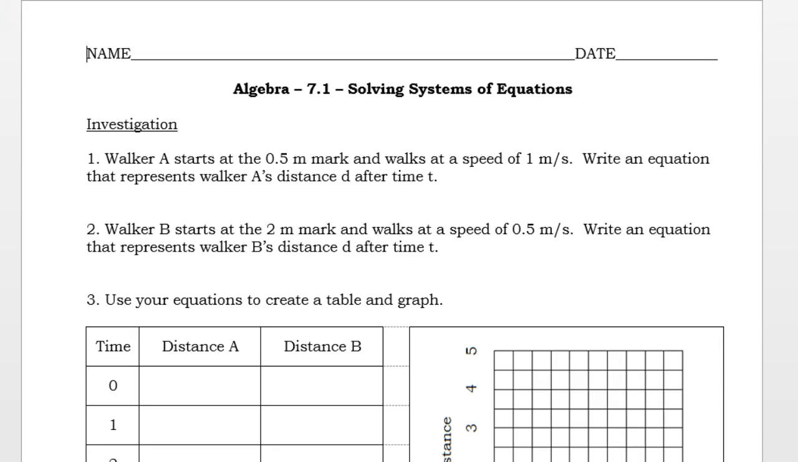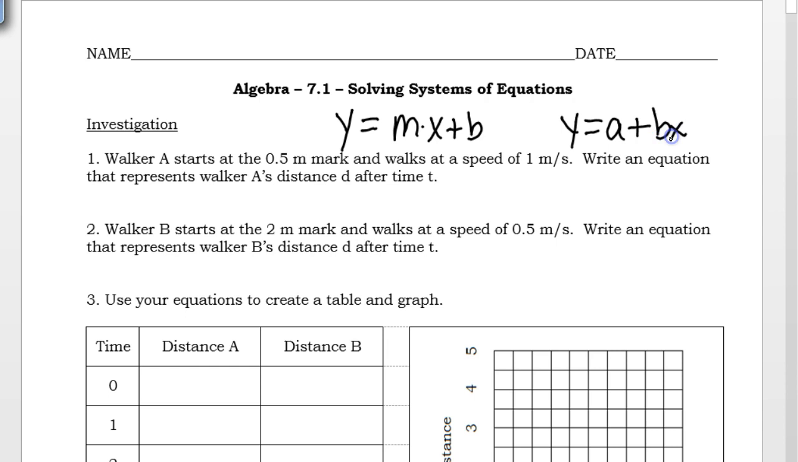This is Algebra, Lesson 7.1, Solving Systems of Equations. Okay, so we're going to be writing linear equations, and we're going to remember our format from chapter 5 or 6, I forget. You might have seen mx plus b. We also talked a little bit of a plus bx, but either way it is your intercept or your starting value and then your slope or your rate of change.